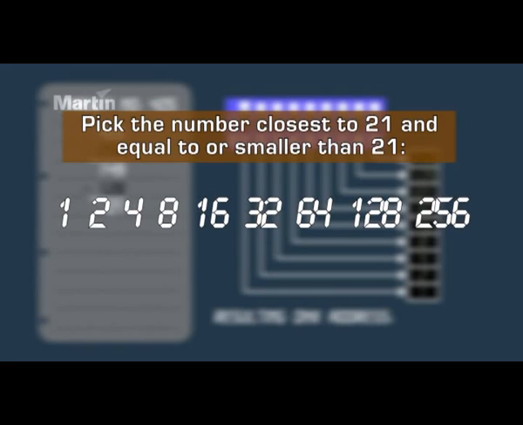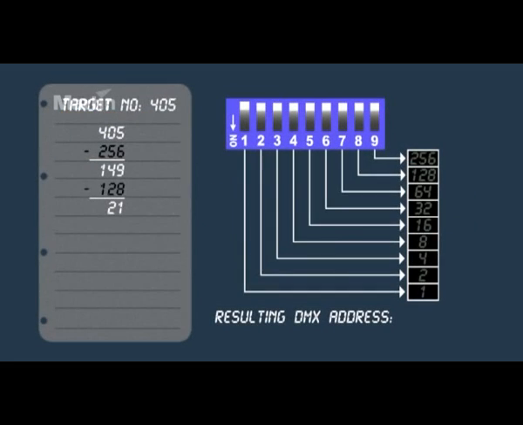Now continue by picking the largest number equal to or smaller than 21. In this case, 16, and subtract that from 21 to give 5. Continue like this until you are left with a remainder of 0. Now it's just a matter of switching on those switches that represent those values that you picked. That means switches number 1, 3, 5, 8 and 9.